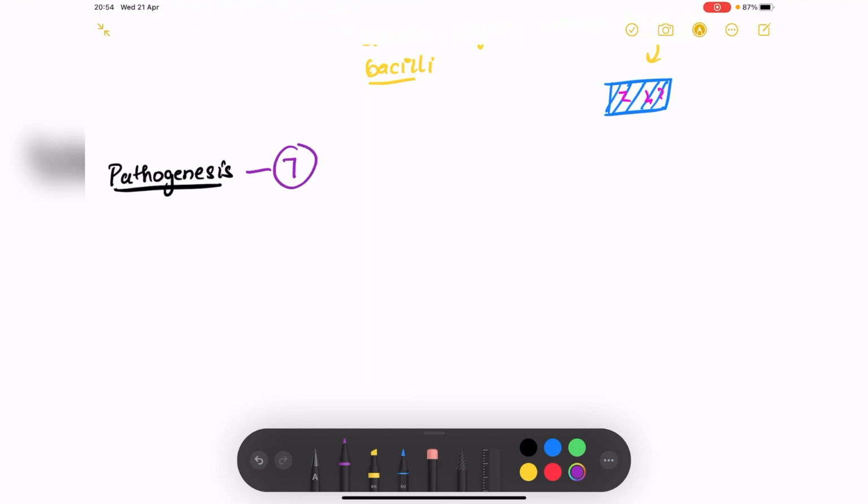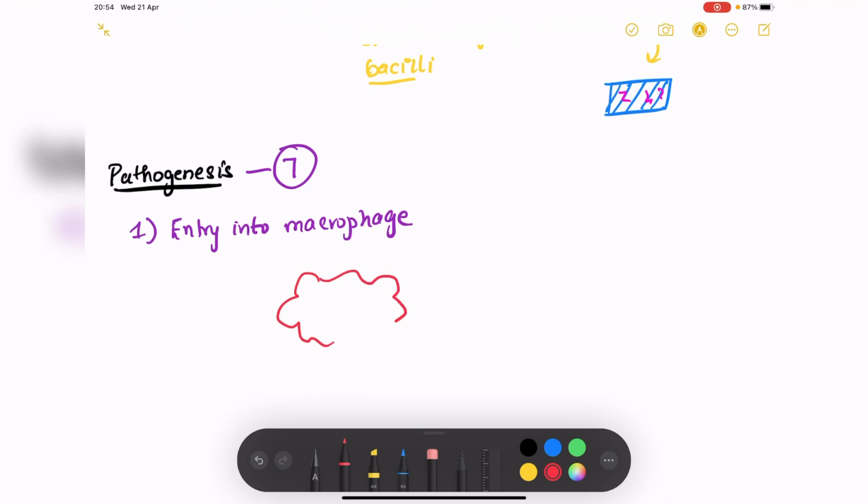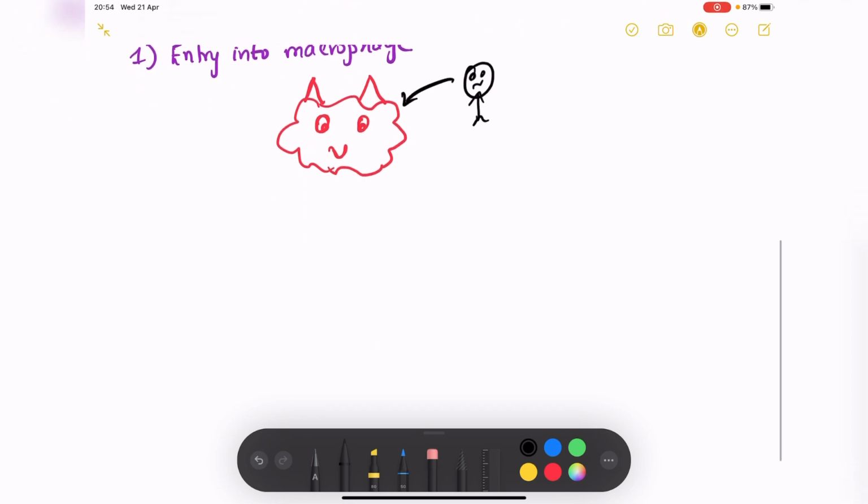There are 7 steps I want you to remember. The first step obviously will be entry into macrophage. If we consider this as a cute little macrophage with big eyes and a little bit of smile, and it has 2 horns here, and this creepy creature as our TB, it enters the macrophage. Now this it does by a process called phagocytosis.